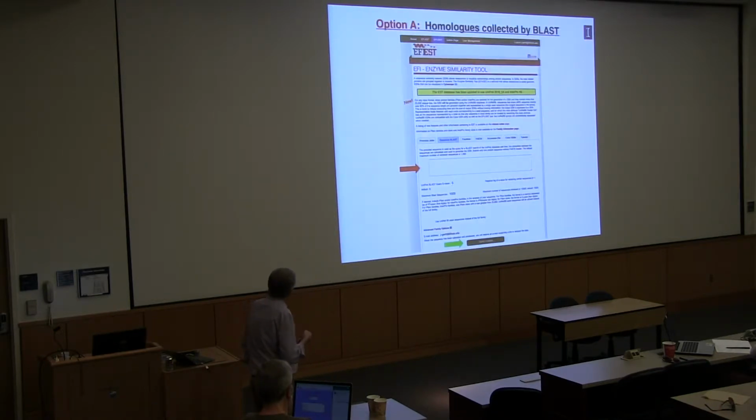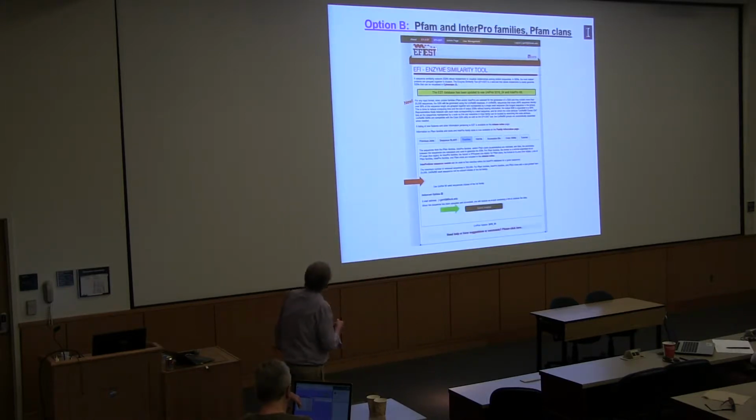So here's option A. All you'd have to do is paste in a sequence and hit go, and the all-by-all BLAST is run, and eventually you will get an email that says it's done, or if you have your user page, it will change colors when the job has been finished. Option B is where you can use PFAM and/or InterPro families. Also, you can specify PFAM clans.